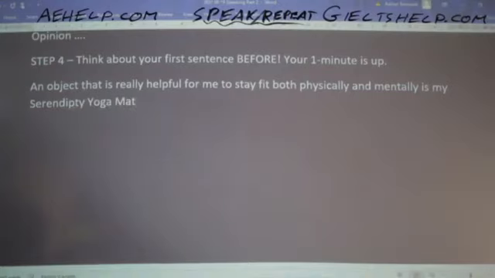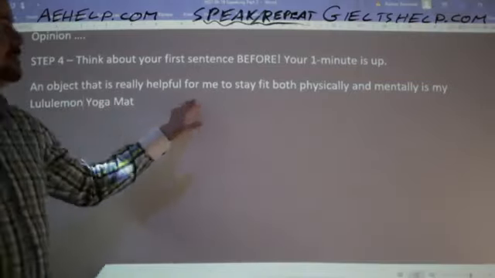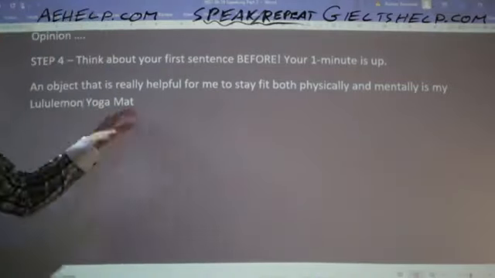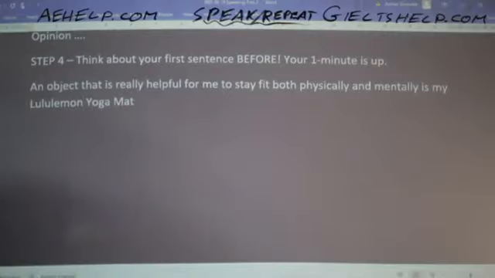All right. Actually, you know what? I do know one. Let's call it Lululemon. Okay, so here we go. An object that is really helpful for me to stay fit both physically and mentally is my Lululemon yoga mat. All right, it's not actually mine. I have a different one, but sure.